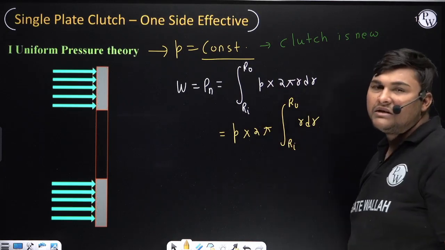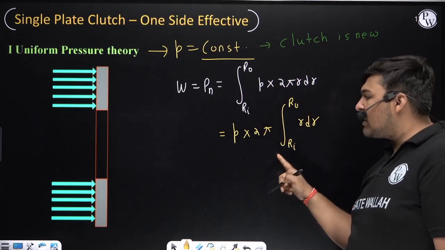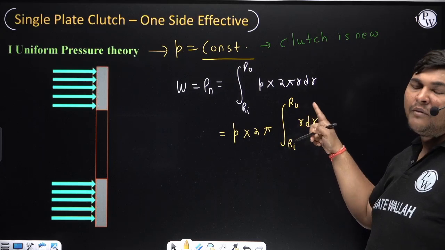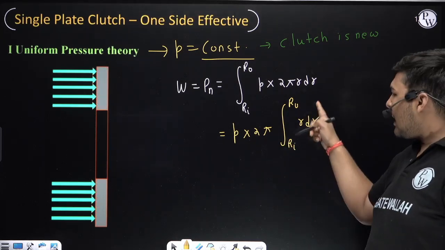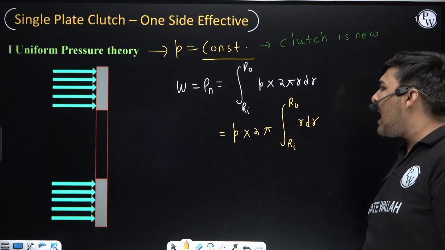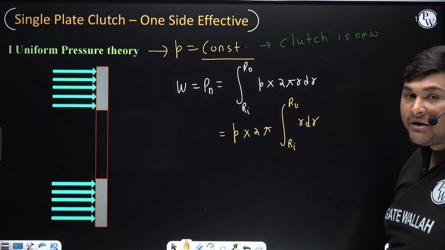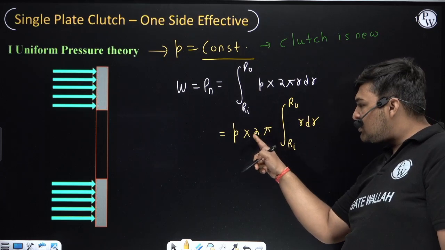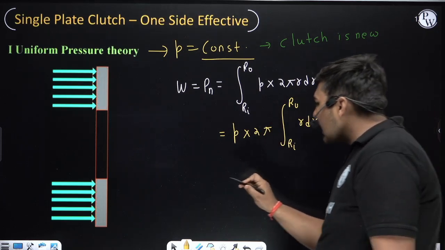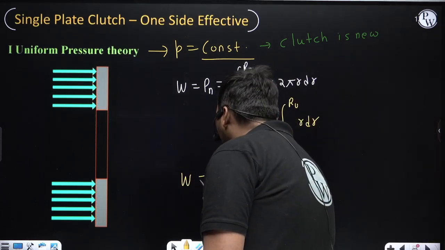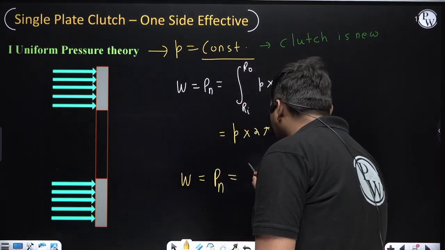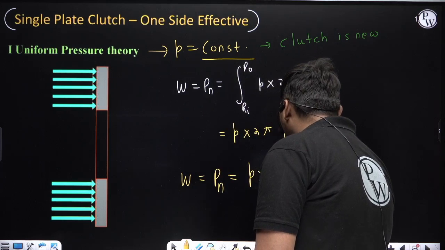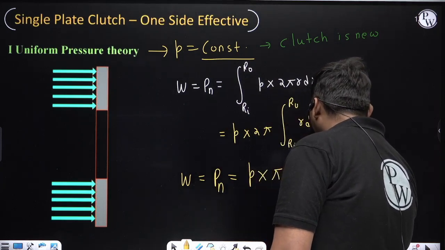Now it is mathematics. If you integrate r, it will be r square by 2. If you put the upper limit, it will become R naught square, and if you put the lower limit, it will become Ri square. After integration, the expression will come R naught square minus Ri square divided by 2, and this 1 by 2 and the 2 will get cancelled. So ultimately, by integration, the expression of W, that is spring force and total pressure force on the friction lining, will be pressure P into pi into (R naught square minus Ri square).